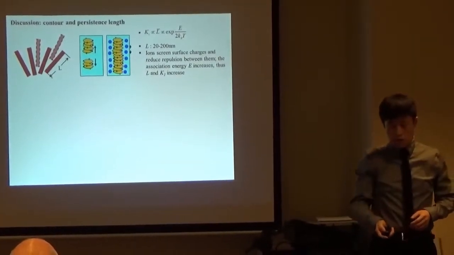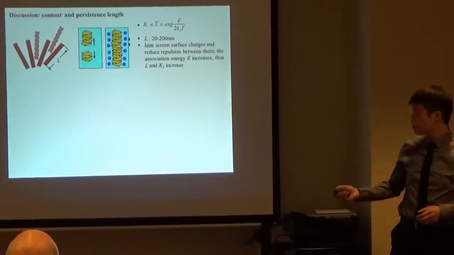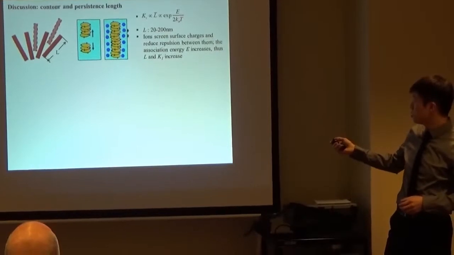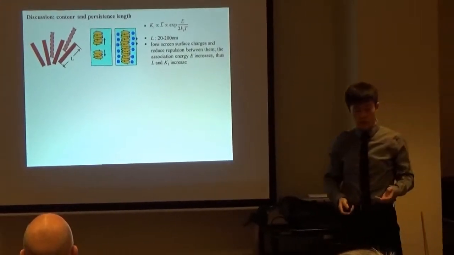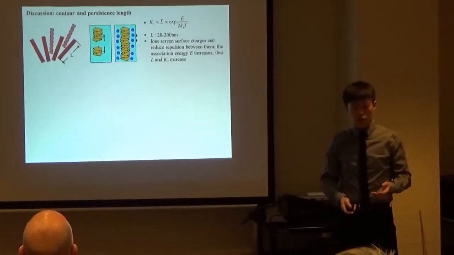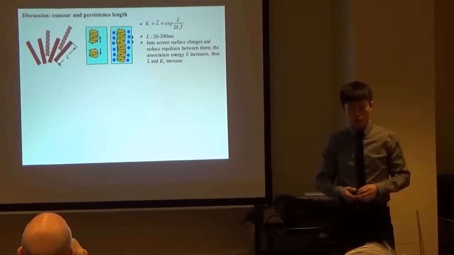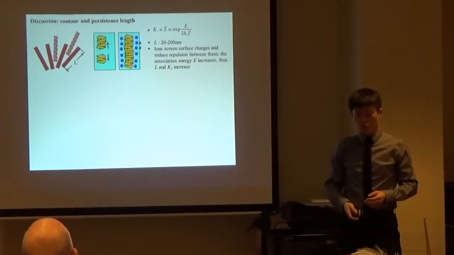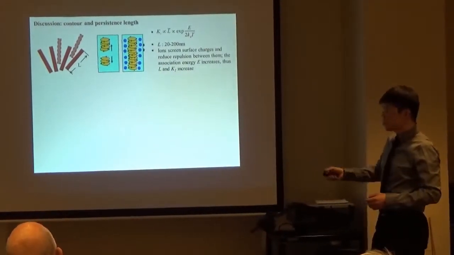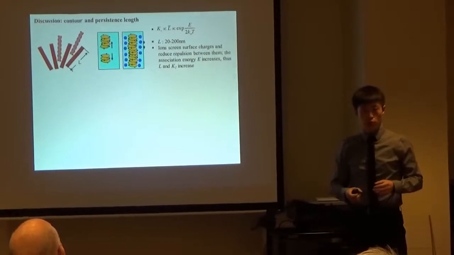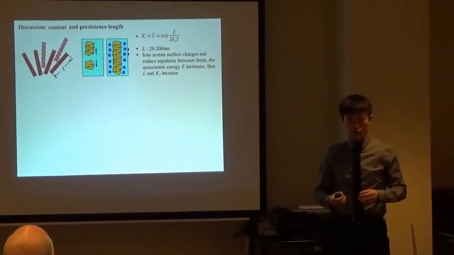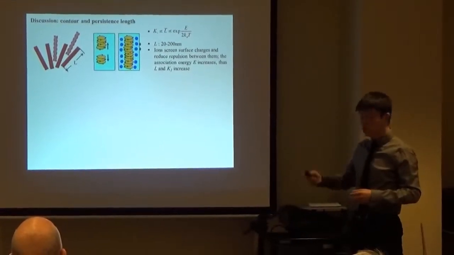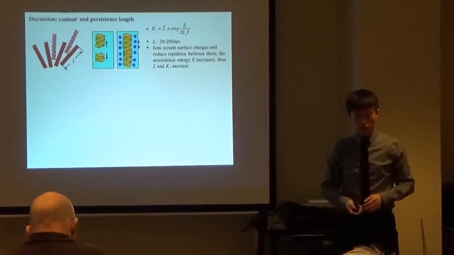The length of the aggregates has this exponential dependence on the scission energy E and temperature T. So that's why in the first result I showed, when you change the temperature, the K1 value changes exponentially. Also, when you add salt into the system, you screen the repulsion between the surface charges, and this effectively increases the scission energy E here, and also causes the increase of the K1 value.